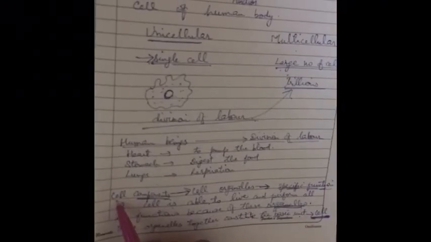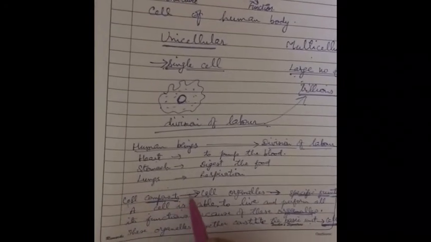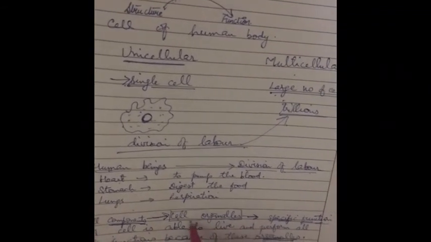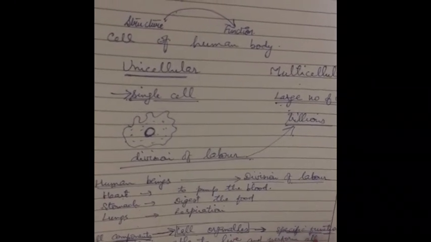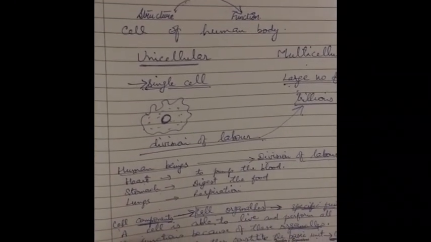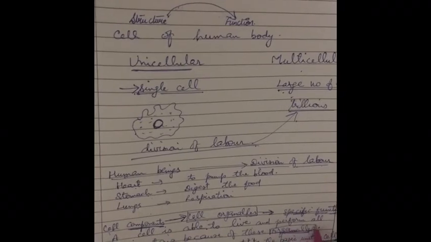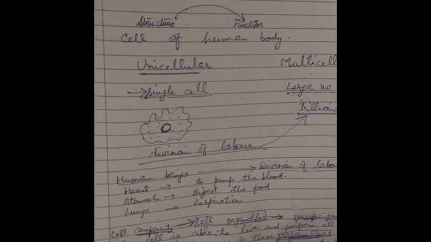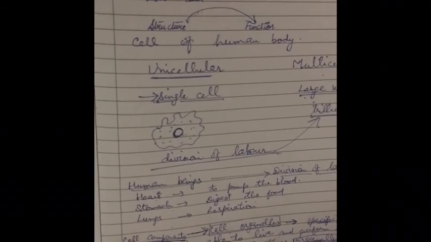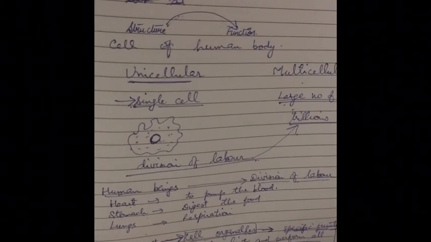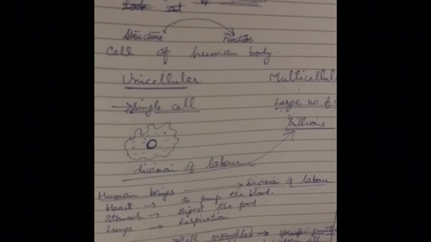Now each cell has different components, and these components are known as cell organelles. And each cell organelle performs some specific function. And a cell is able to live and perform all its functions because of these organelles. In the next part of the chapter, we will discuss these organelles. And these organelles together constitute the basic unit, the cell. And this is the reason, because all the basic functions are performed by these organelles. So the cell is known as the basic unit of life.